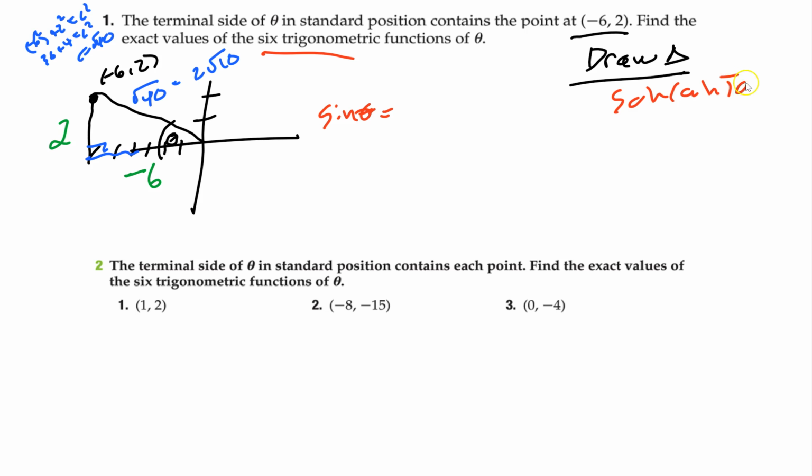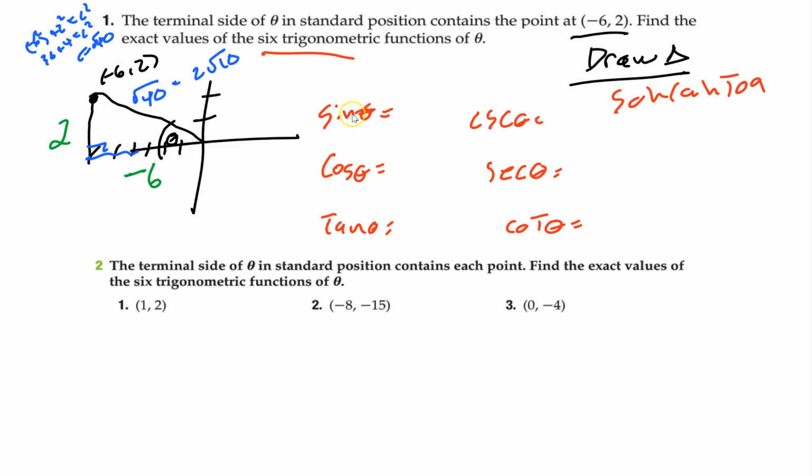SOHCAHTOA. Right? Cosine, tan. Sine is the reciprocal of cosecant. Cosine is the reciprocal of secant. And tan is the reciprocal of cotan.